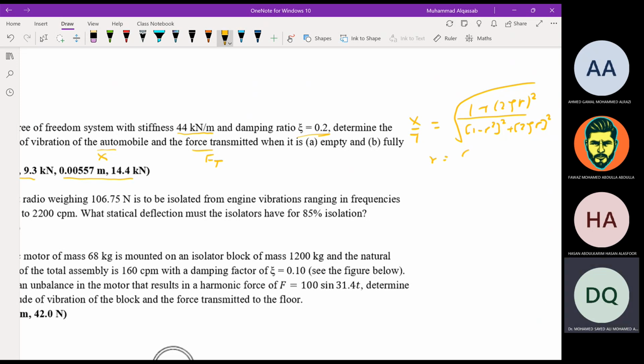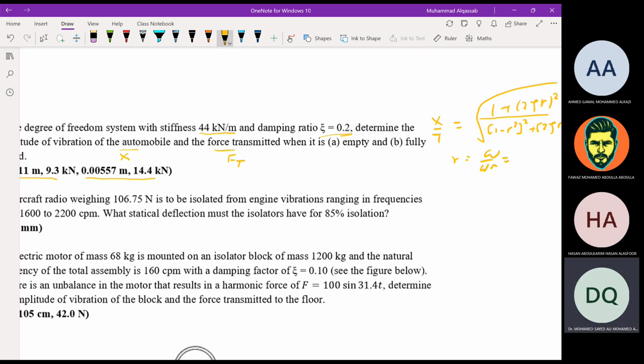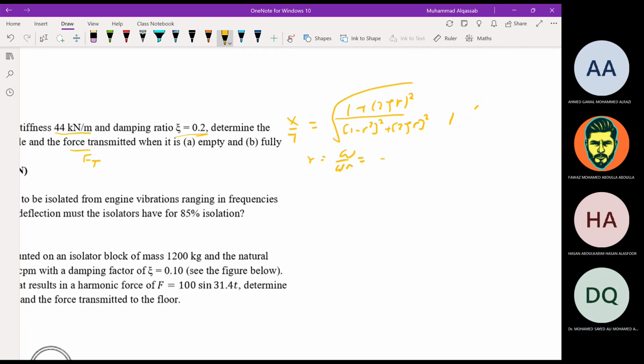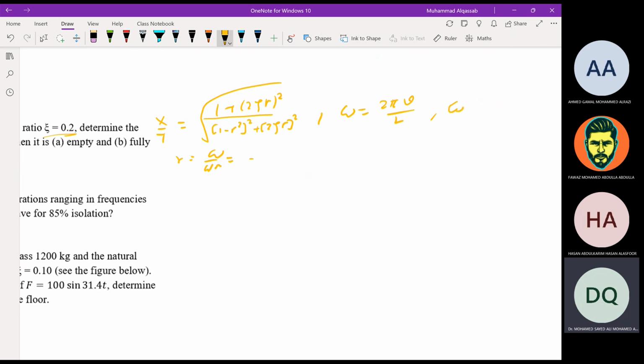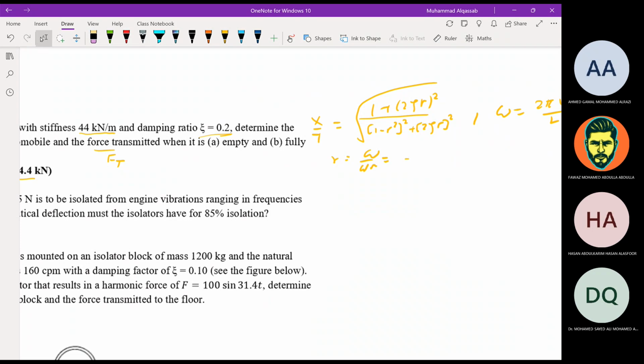Okay, what is r? r is omega over omega n. And omega n is going to change for each case. But omega at 90 kilometer per hour is omega equal to 2 pi v over L. So it's not going to change, but omega n will. Omega n for the empty case is square root of K over 450, and for fully loaded, omega n is square root of K over 1,400. Okay, so there is case number 1, case number 2. And then the frequency ratio for each case is going to be different.